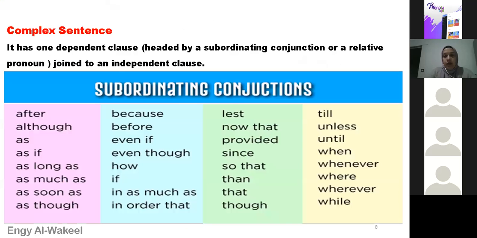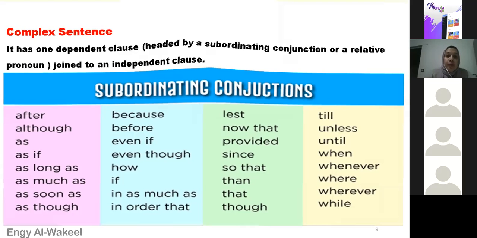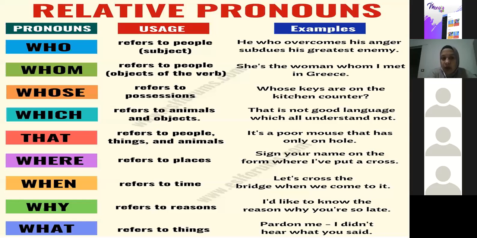Okay, so how can I write my two simple sentences, which already have a full stop between them? How can I join them to have a complex sentence? By using one of the subordinating conjunctions, like these: after, although, as if, till, while, any one of them. Or a relative pronoun. What is a relative pronoun? You know them, I think so. Who, whom, whose, which, that, where, when, why, and what.